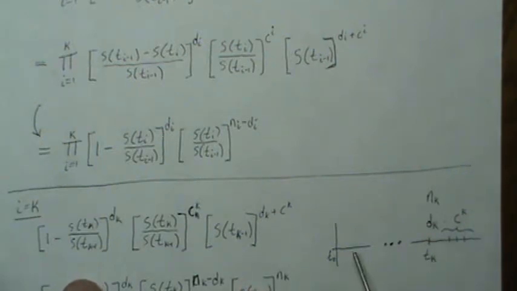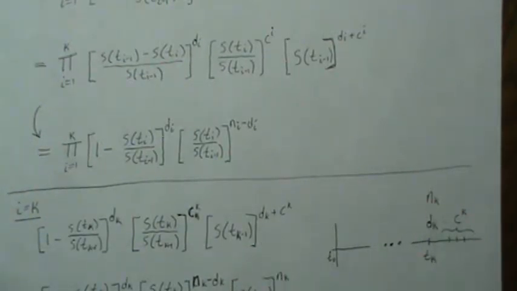Now, this is where we think about it, and I drew a little picture. There's events that happen, T1, T2, and so on, to the last event, TK. Now, this is the last one, so the only thing that we have at TK are deaths and censored observations. So N is the number at risk, which is DK plus CK. So first of all, we can replace DK plus CK with NK, and that's what we do here. Right here, so we put that as an NK.